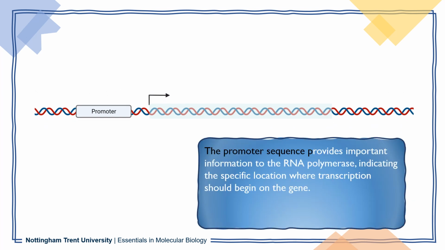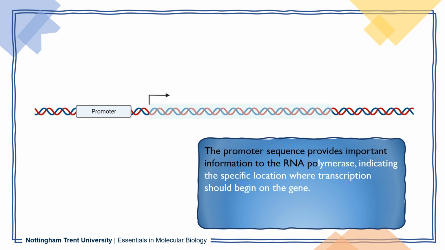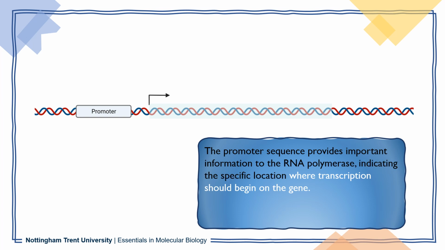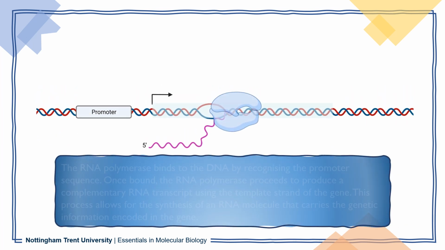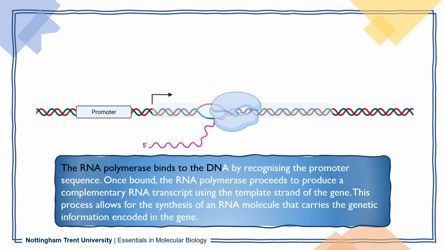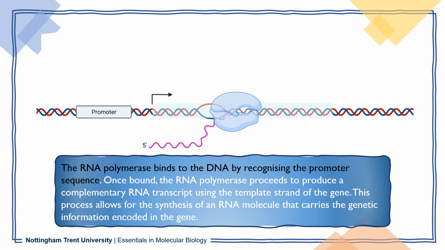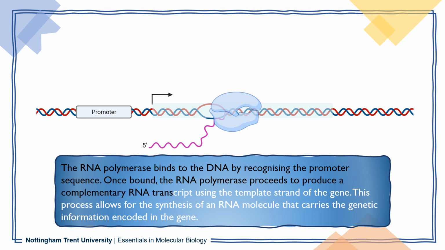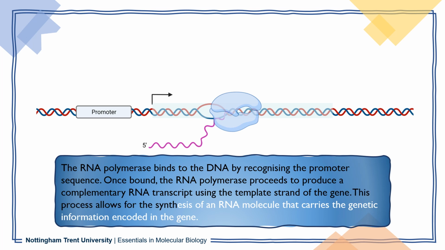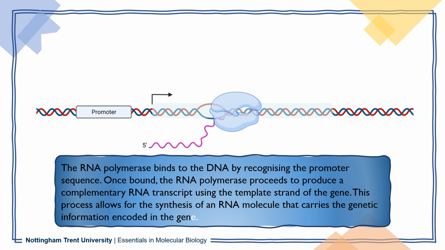The promoter sequence provides important information to the RNA polymerase, indicating the specific location where transcription should begin on the gene. It serves as a signal for the initiation of gene expression. The RNA polymerase binds to the DNA by recognizing the promoter sequence. Once bound, the RNA polymerase proceeds to produce a complementary RNA transcript using the template strand of the gene. This process allows for the synthesis of an RNA molecule that carries the genetic information encoded in the gene.